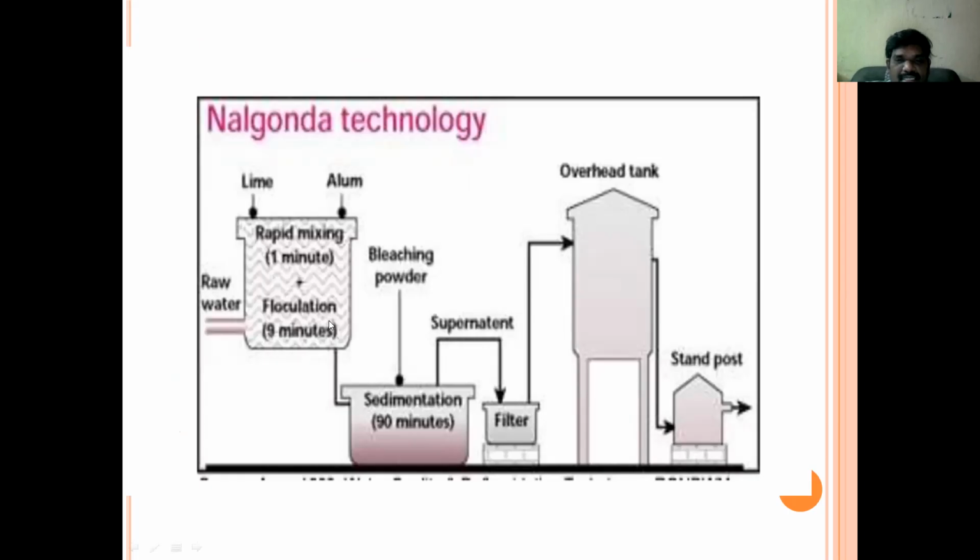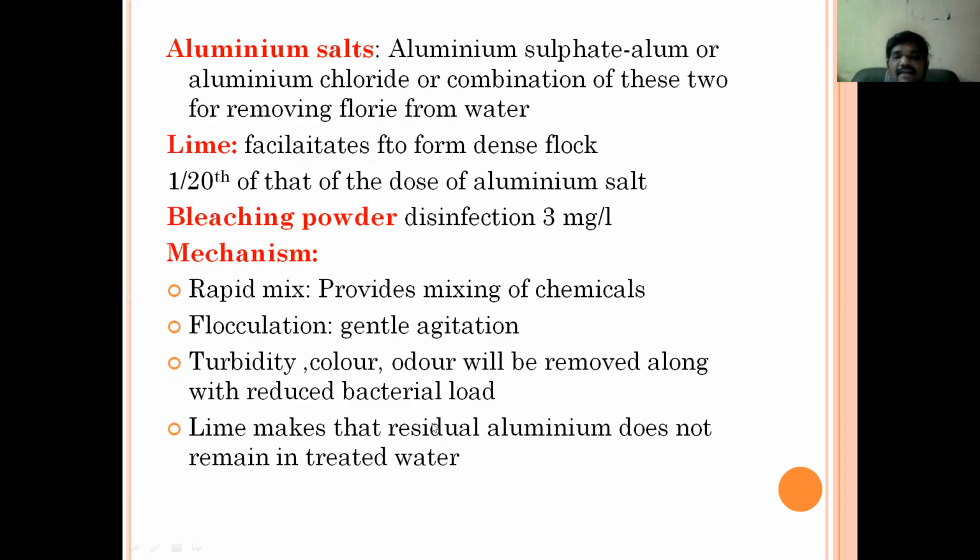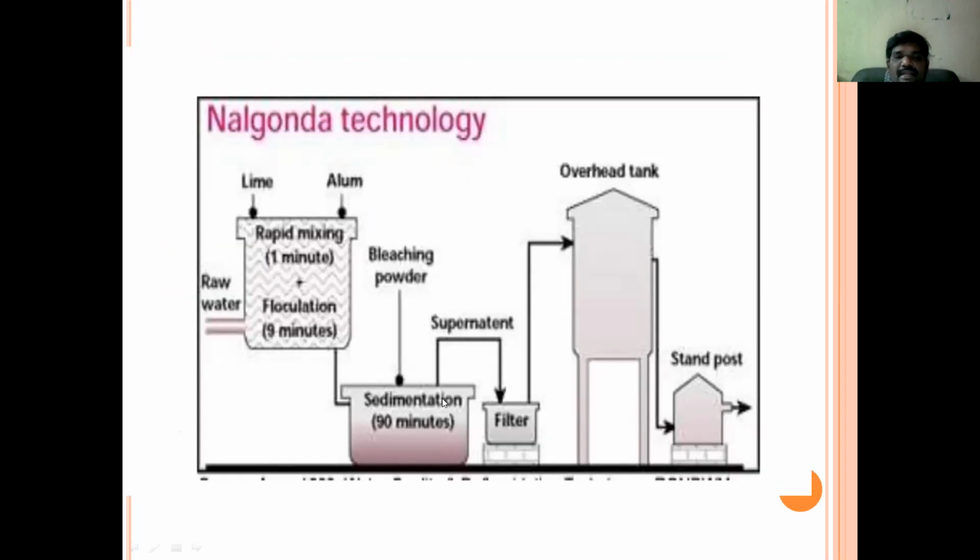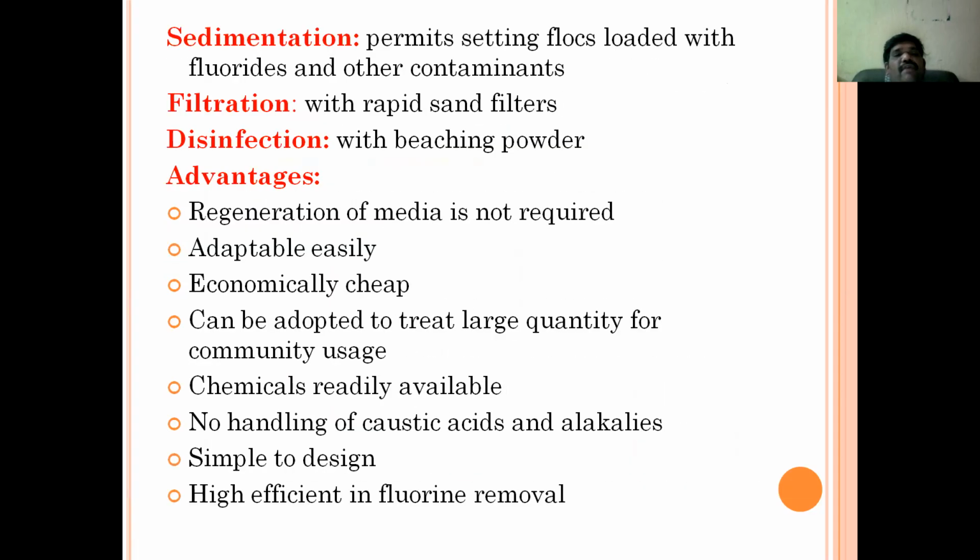The water enters from the rapid mixing chamber, the drum, into the sedimentation tank, and is allowed to settle the floc for how much time? 90 minutes. After 90 minutes, the supernatant will be collected and subjected to filtration. Filtration in the sense of rapid sand filters will be adopted here. Through the rapid sand filters, the water will be collected and sent to the overhead tank.